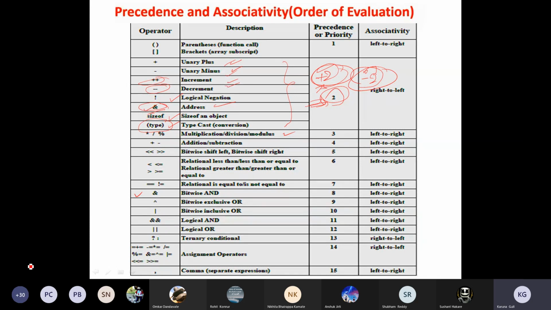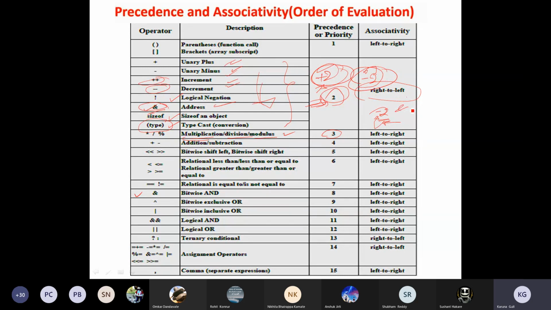Next you have multiplication, division and modulus. These have the third priority. Look at this, one more thing I forgot to mention for the second priority: it is evaluated from right to left, not from left to right. Whenever I write -2, first I look at the operand, then I look into the sign associated with it. So I'm evaluating it from right to left for this case.